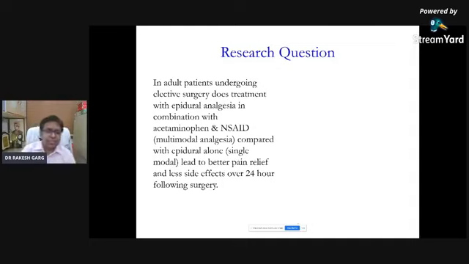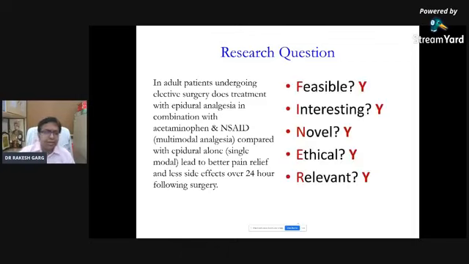Now, for the same research question, I said two things. One is the PICO, and the second was the FINER. Let's see the FINER. Is it feasible? Yes, I have a lot of patients. It has clinical relevance to me. It's interesting because I want to provide better pain relief to my patients. And I said, if you think something has not been published, it becomes novel. Ethical, I think there is nothing wrong with it.